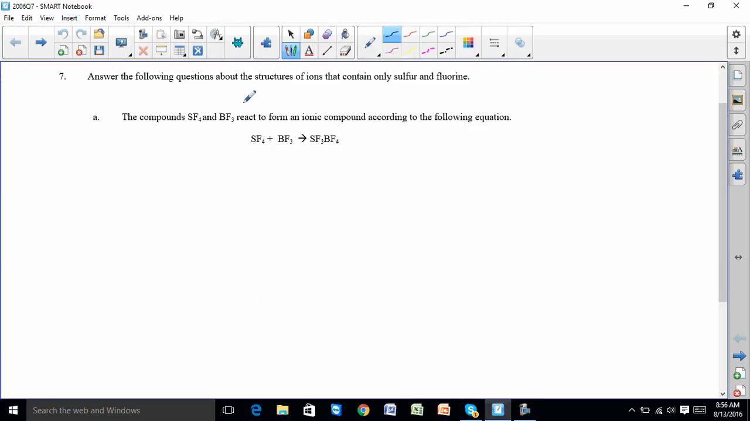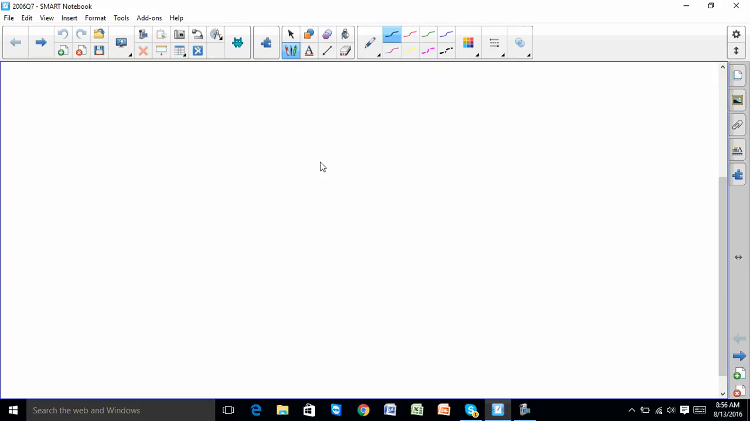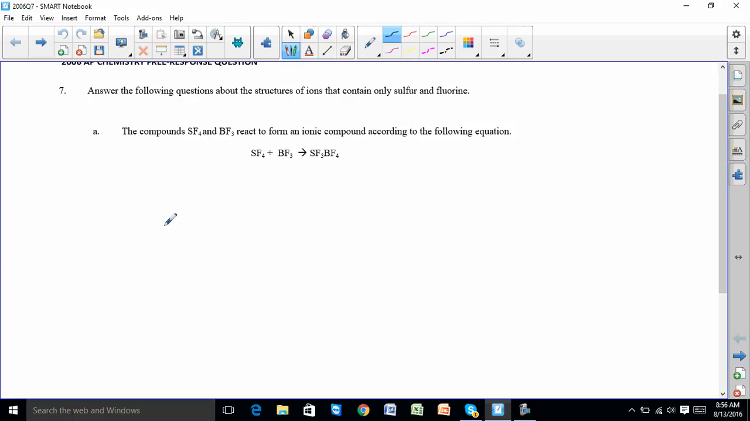All right, answer the following questions about the structures that contain only sulfur and fluorine. The compounds SF4, which would be sulfur tetrafluoride, and boron trifluoride react to form this ionic compound, according to the following equation.